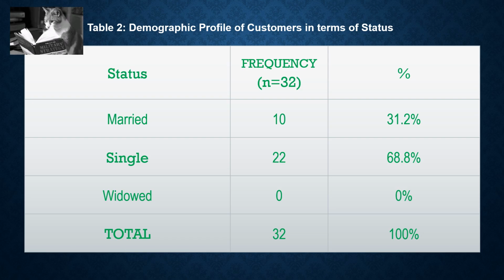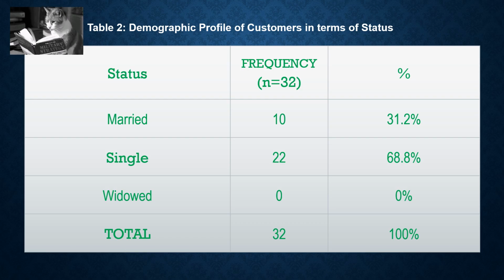Again, to make it simple, just copy and paste what is stated in the previous slide, and that will be the information that I will give to you later. So status: married, single, widowed. For frequency, just copy from the pie in the previous slide: 10, 22, 0, with a percentage of 31.2%, 68.8%, and then 0 for widowed, with a total of 32.